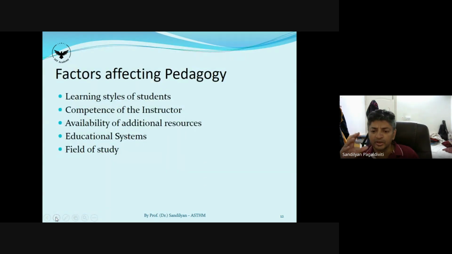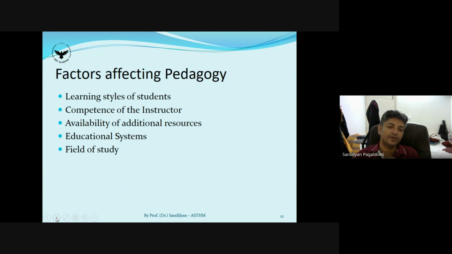Now let us look at the factors that affect the pedagogy, or the teaching pattern or strategies. Firstly, the learning styles of the students. There are different types of learners. There may be an audio learner, a visual learner, a kinesthetic learner, and a solitary learner, who learns by himself, by reading and writing. So, there are different types of learners.